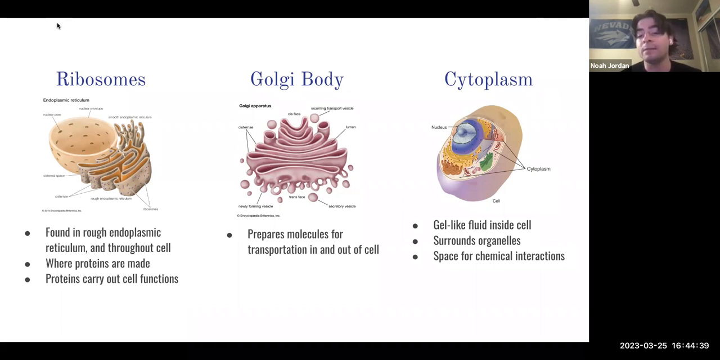And finally, we have the cytoplasm. This is the gel-like fluid inside the cell. It surrounds the organelles and allows the cell to have space for chemical interactions.